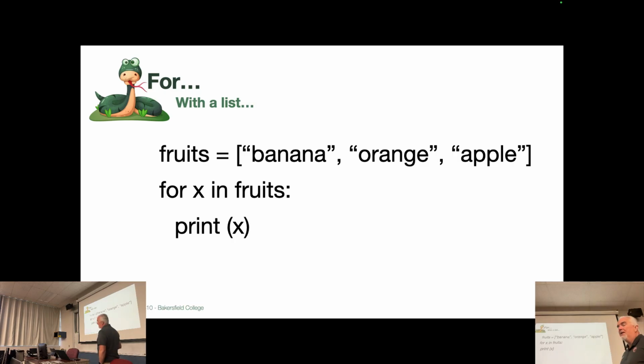So for X in fruits, what it means is take each one of those things in that collection, one at a time, put it in the variable X, and then print it out. And then go back and say, what's the next thing? The next thing in fruits, we're going to put it in there, and we're going to print it out.